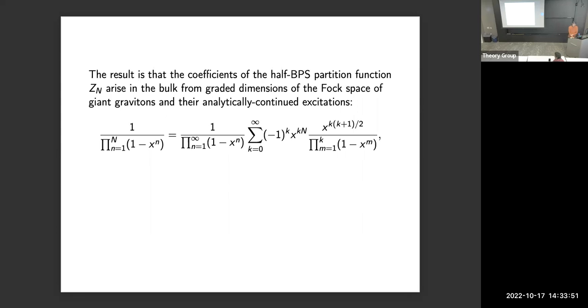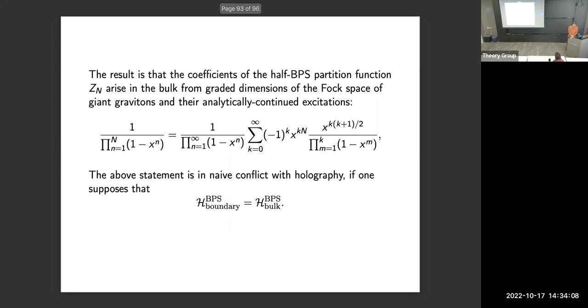So the result is that the coefficients of the hat BPS partition function, Zn, arise in the bulk from graded dimensions of the Fock space of giant gravitons and their analytically continued excitations. The above statement is actually in naive conflict with holography, which is why I mentioned that there is a sharp puzzle. If one supposes that holography means the BPS Hilbert space of the boundary equals the BPS space of the bulk, they're in conflict because the right-hand side counts many more states than the left-hand side.